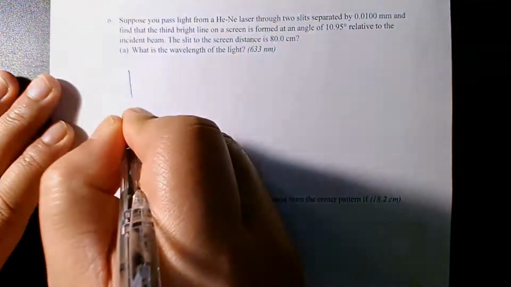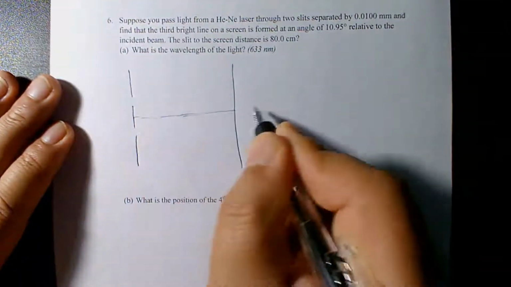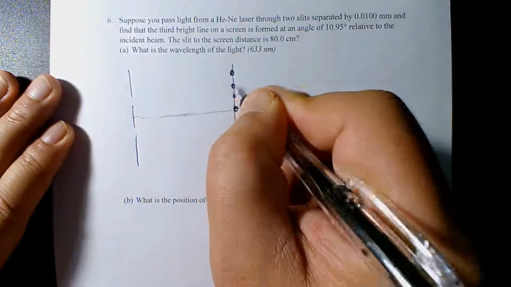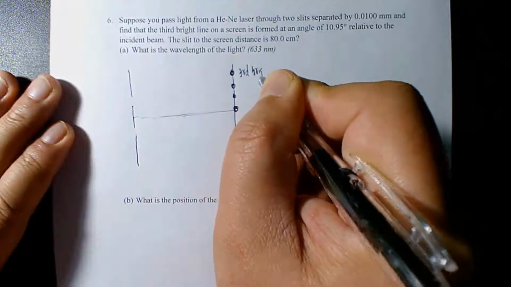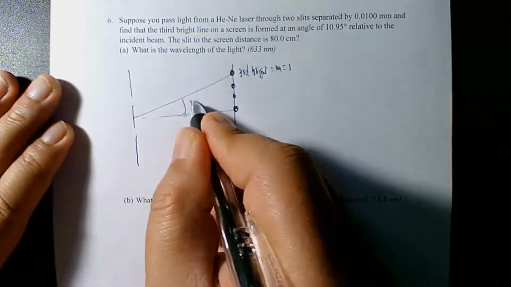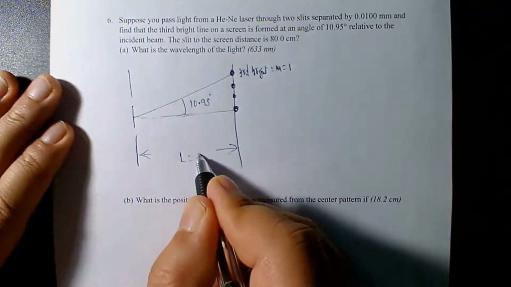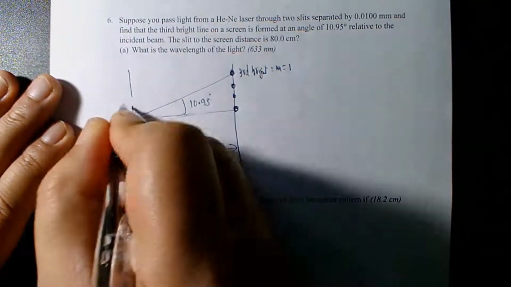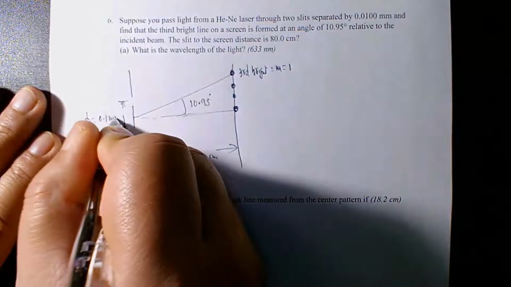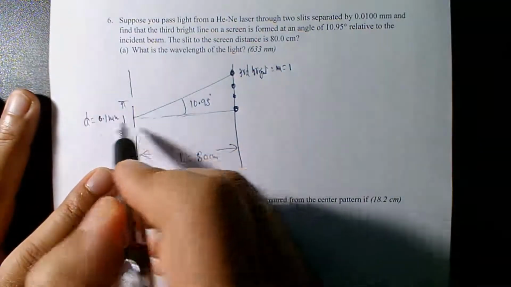So same thing again. You have a double slit, and this is the screen, and this is the central bright line, and the third bright, which corresponds to m is 3, is at 10.95 degrees. The distance between the double slit and the screen is 80 centimeters, and the slit separation is 0.1 millimeter. Based on this information, it's asking what is the wavelength of the light used in this experiment.